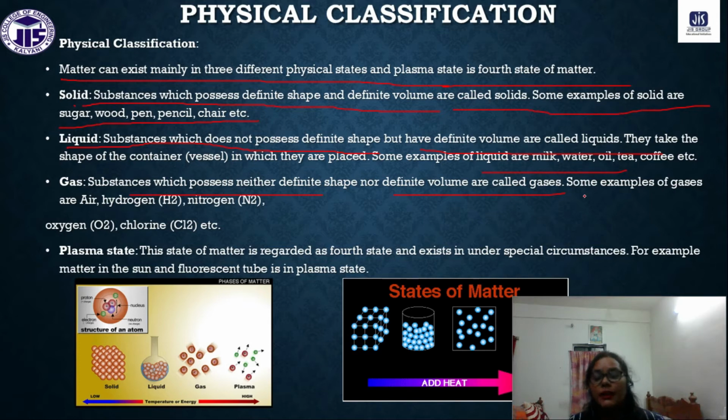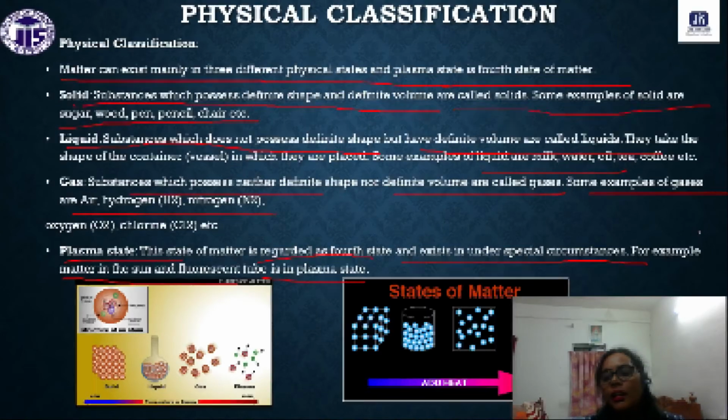Generally, for gaseous particles, what will happen? The intermolecular attraction force is totally lost. That is why they don't have definite shape and definite volume. Some examples of gases are air, hydrogen, nitrogen. And the fourth one is the plasma state, the state of matter which is regarded as arising under special circumstances. For the plasma state, we should have special circumstances. For example, the matter in the sun and in a fluorescent tube is in the plasma state.